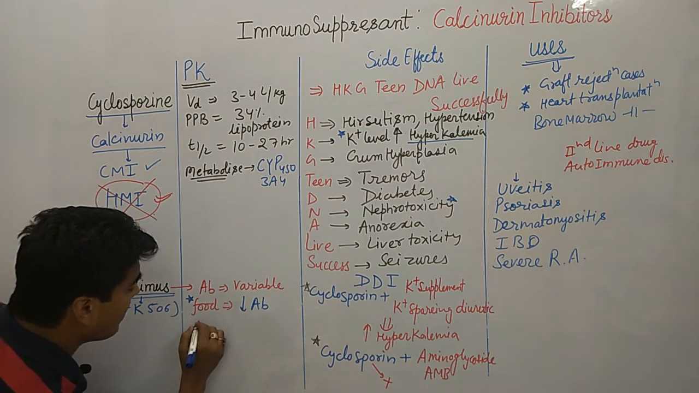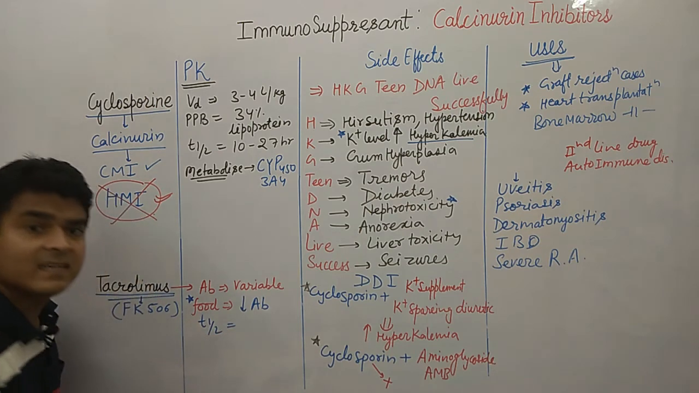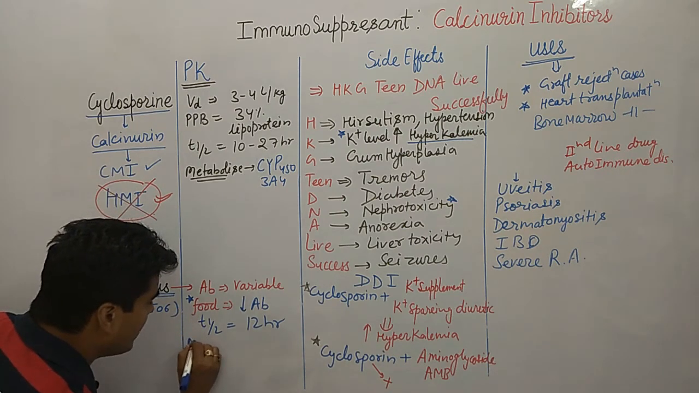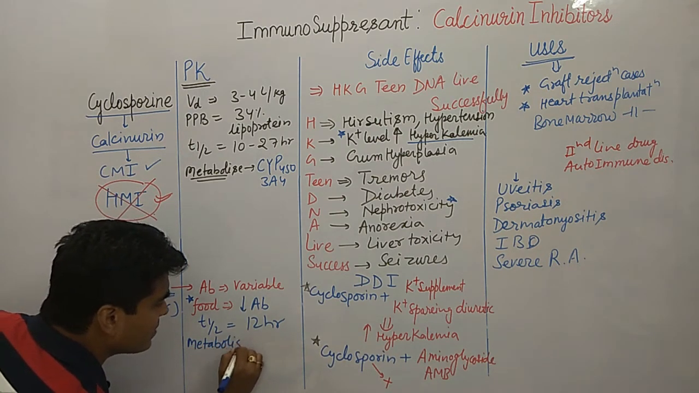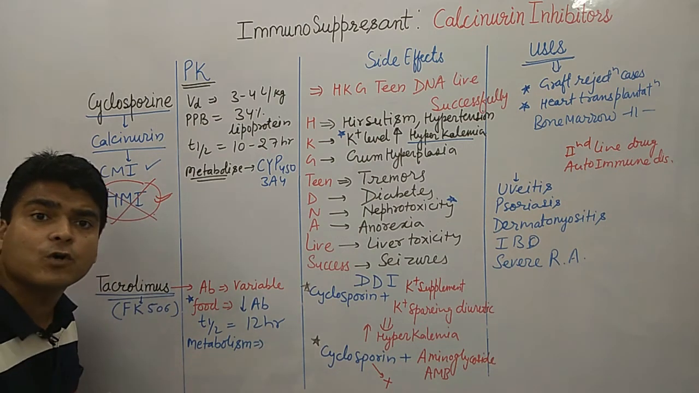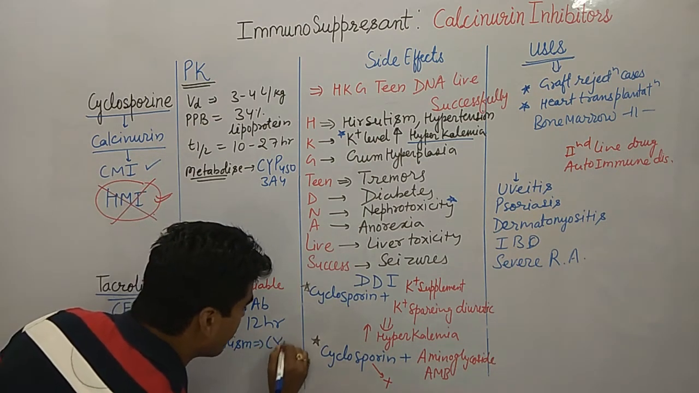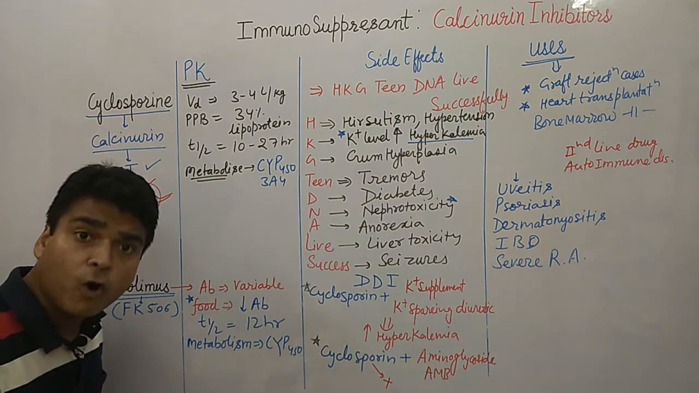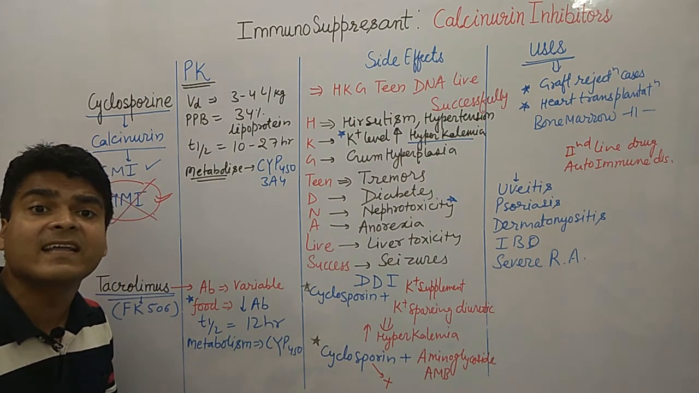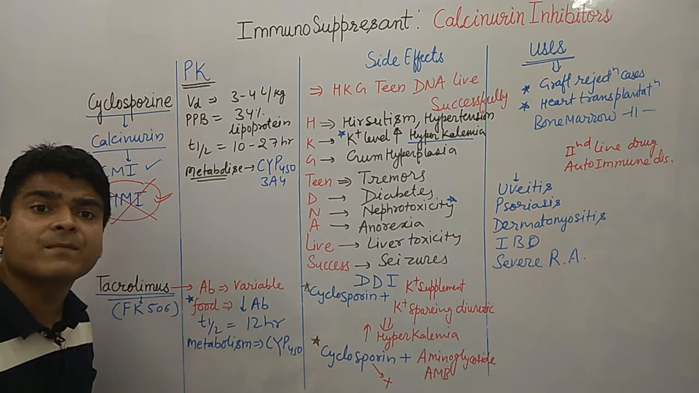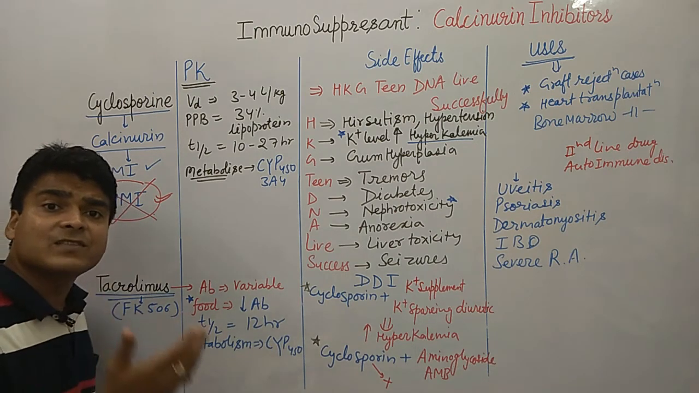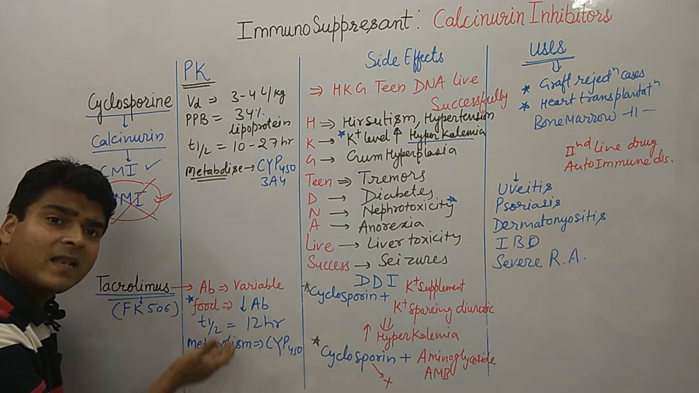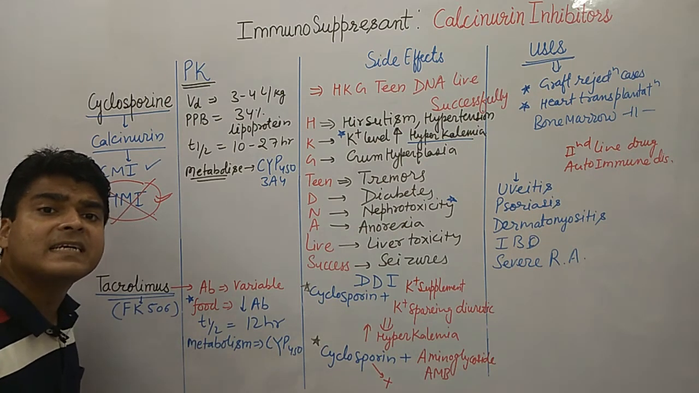Then, looking at the half-life of this drug, it is around 12 hours. Then metabolism: metabolism is also affected by cytochrome P450. Cytochrome P450 means that enzyme inducers and inhibitors both may impact drug-drug interactions. In the presence of enzyme inducers and inhibitors like azithromycin, clarithromycin, and erythromycin, the plasma level of the drug may increase or decrease.